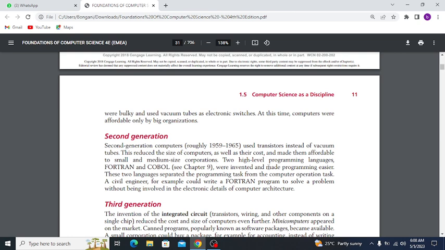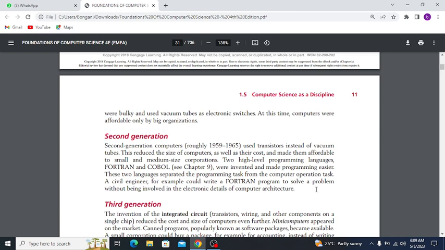Two high-level programming languages, Fortran and COBOL, were invented and made programming easier. These two languages separated the programming task from the computer operation task. A civil engineer, for example, could write a Fortran program to solve a problem without being involved in the electronic details of computer architecture.